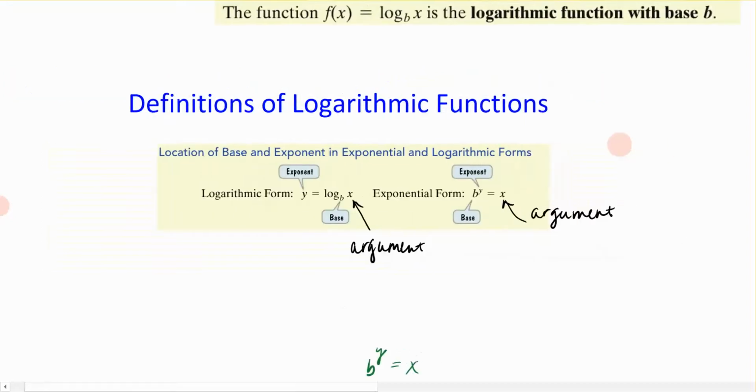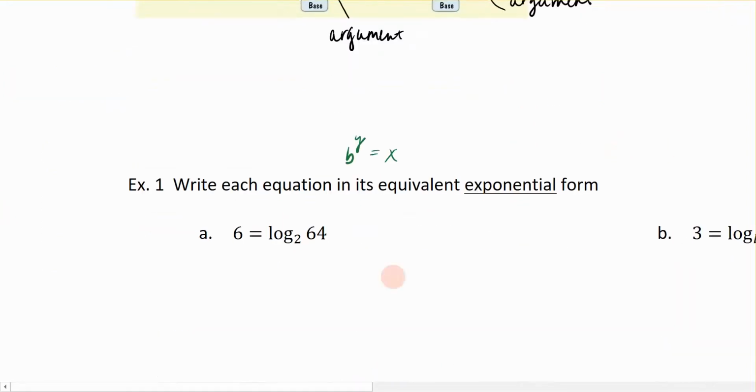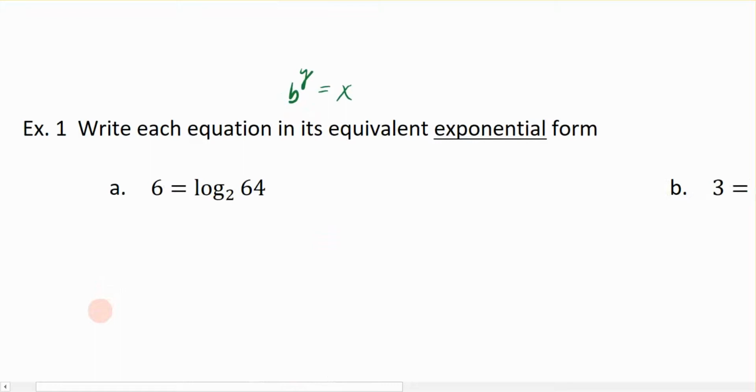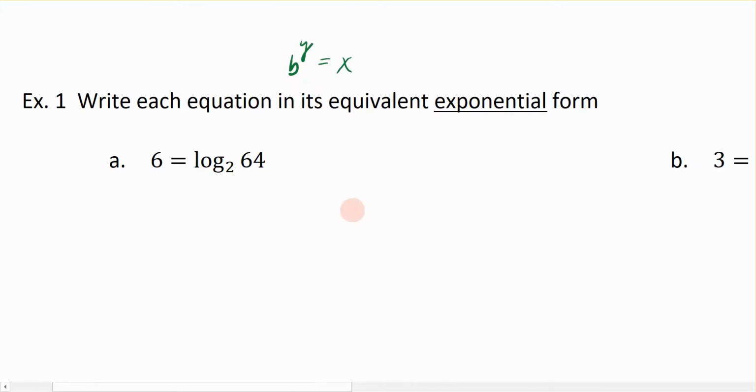So let's practice a few examples where we are going to switch back and forth between one form or the other. In the first set of examples here, I want to go from the log form into the exponential form. So I wrote what my exponential form should look like right here. A base of b raised to the exponent y equals the argument x.